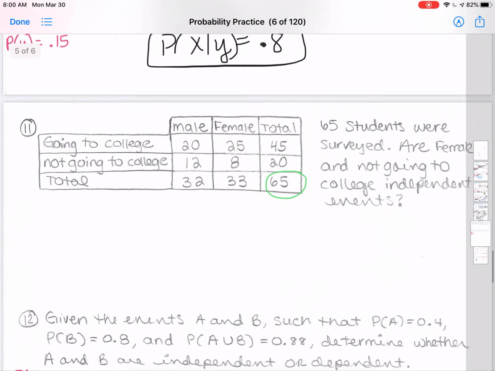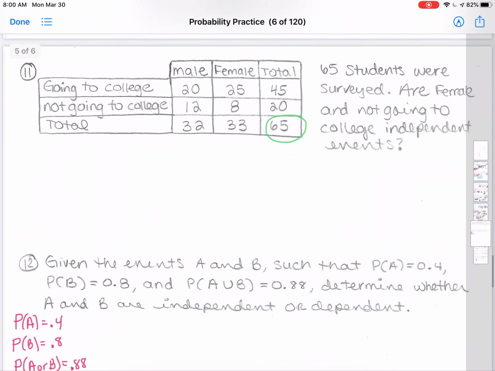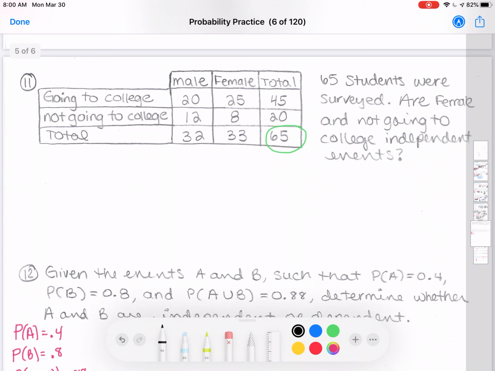Okay, let's do independent, dependent from a chart. Okay, 65 students were surveyed. Are female and not going to college independent events? Okay, so it's your choice now. You can use the product rule, you can use the conditional. It doesn't matter the order you set it up in. So I think what I'm going to do is I'm going to use the product rule because it's definitely easier.